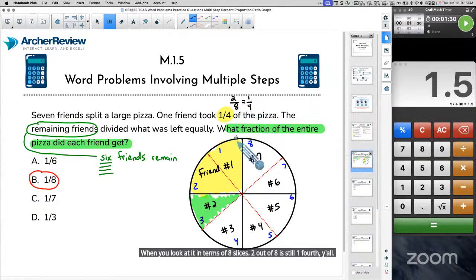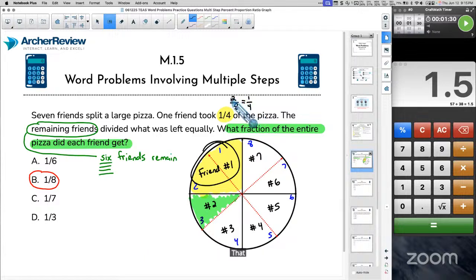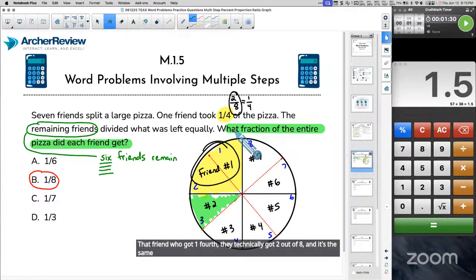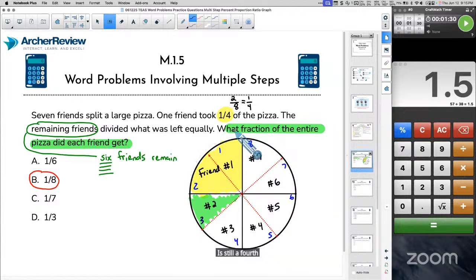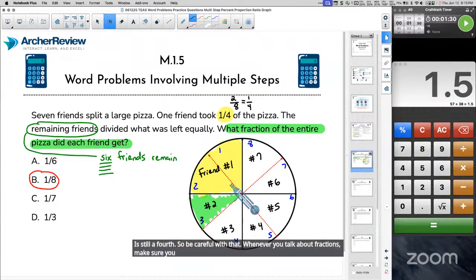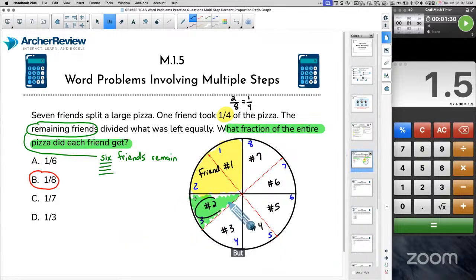I'm just trying to show you that even though we had the big yellow slice, when we chopped everything up into 8 equally sized slices, that friend who got 1/4 technically got 2 out of 8, and it's the same daggone thing. It's still a fourth. So be careful with that. Whenever you talk about fractions, make sure you divide it into equally sized slices. A lot of people want to pick 1/7, but that's not correct.